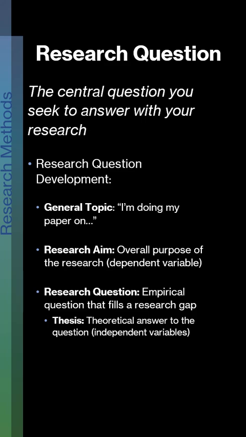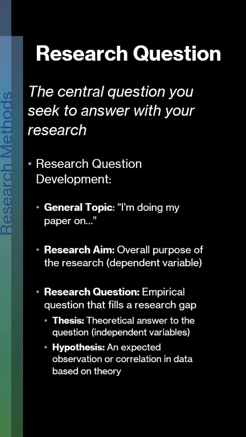Now, not all people use the term thesis. Most often, we just talk about theory. But this is related to the research question, and I think it's subordinate to the research question because it is a proposed answer. And in social science, we very often are testing theoretical answers to questions. And so that's what a thesis is. There's also a hypothesis, and this is an expected observation or correlation in data based off of theory. In other words, if the thesis is right, this is what we should see out there.